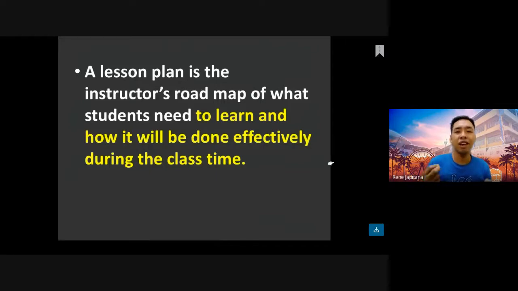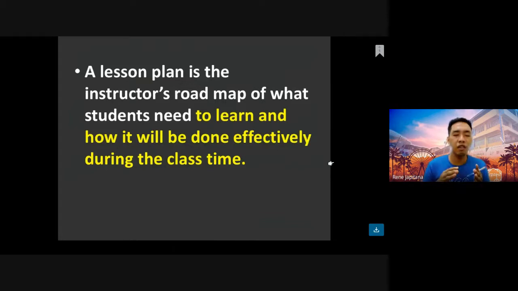So do not go inside the classroom if you are not prepared, if you don't have the plan. But it is a plan, it is not necessarily to be strictly and rigorously followed. There are some instances when the plan is not exactly followed because of the different types of learners that we have in the classroom, because of different constraints. It is possibly because of time constraints, because of the learning ability, the difficulty of the topic or the competencies.